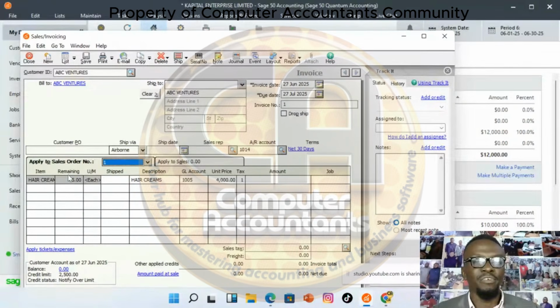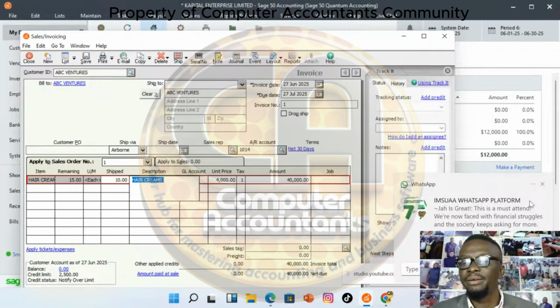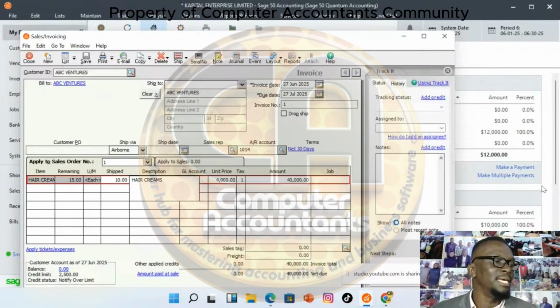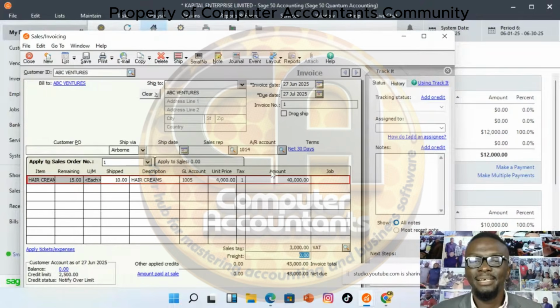So the order was for 15, but he's only going to pay. We are going to invoice him for only 10. Okay. Then add your VAT. Don't forget that. This is your VAT mirror. You click. So you can see the total amount now is 43,000. Okay, 40,000 will come to us, 3,000 goes to the government. So 43,000 is what Mr. ABC Ventures will pay for the 10 hair creams he has just bought. Good.